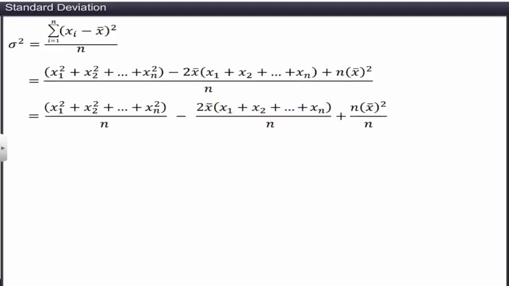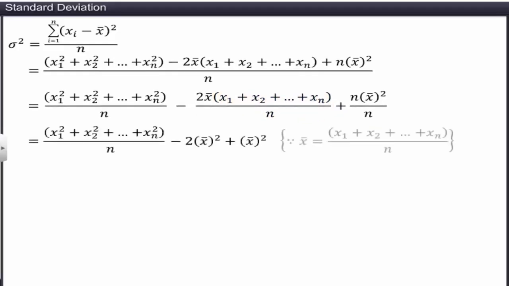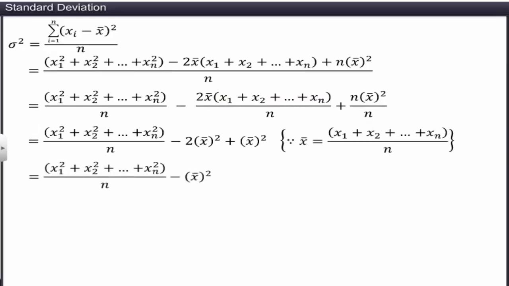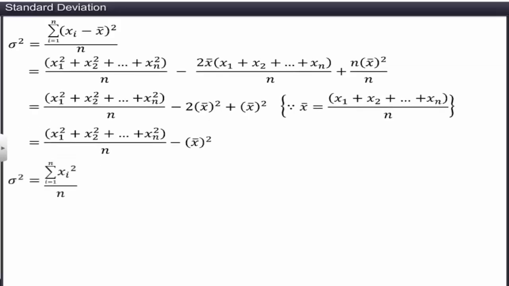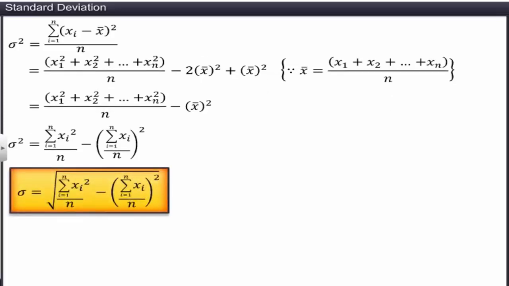On simplification, we get that variance is equal to summation of xi squared divided by n minus summation of xi divided by n, whole squared. Therefore, the standard deviation of an ungrouped data can also be calculated by using the formula square root of summation of xi squared divided by n minus summation of xi divided by n, whole squared.